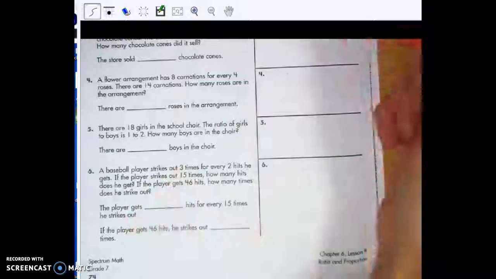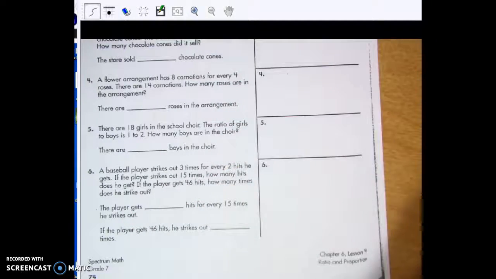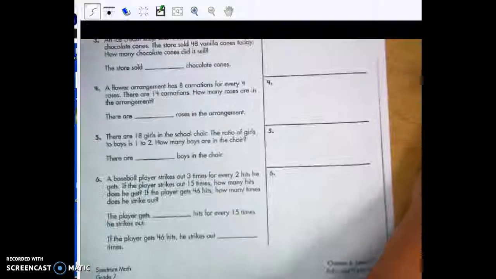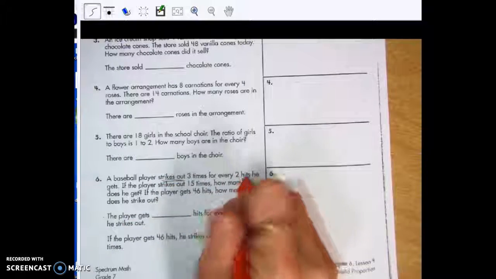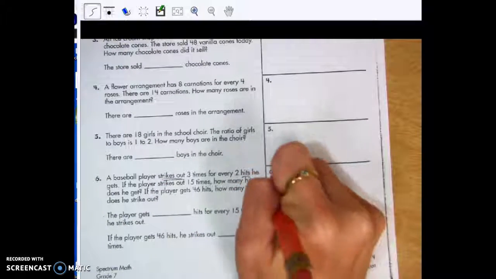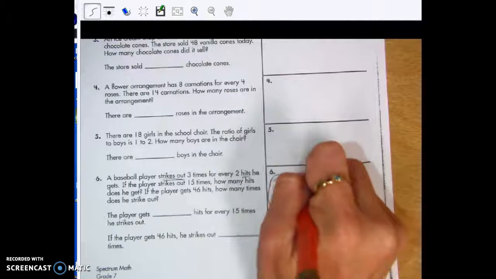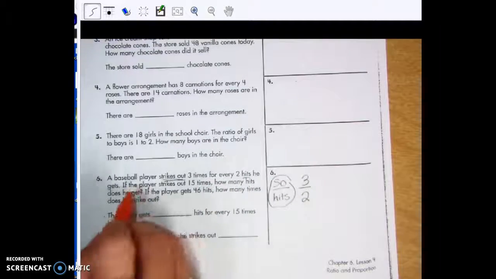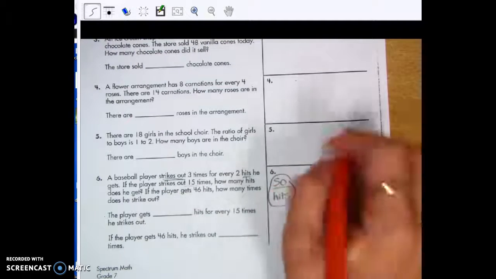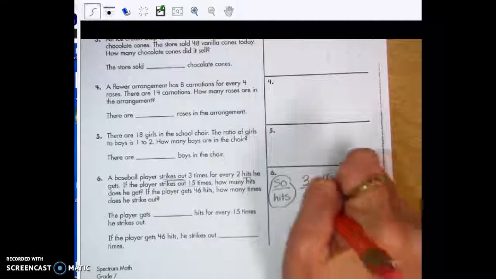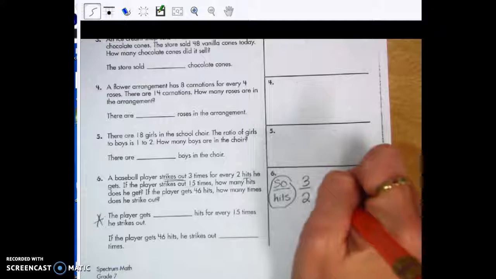Okay, number 6, when you get down to one like this one, it has 2 different answers. It says a baseball player strikes out 3 times for every 2 hits. So we have strikeouts and we have hits. Strikes out 3 times for every 2 hits. If he strikes out 15, so remember strikeouts is on top, how many hits does he get? And that's the first answer. So that would be the first one right there.